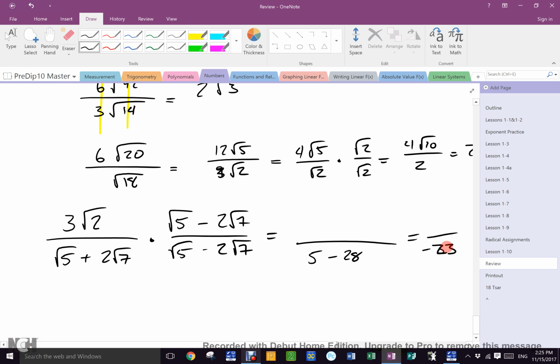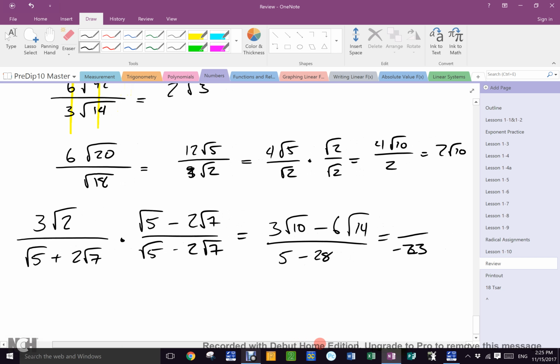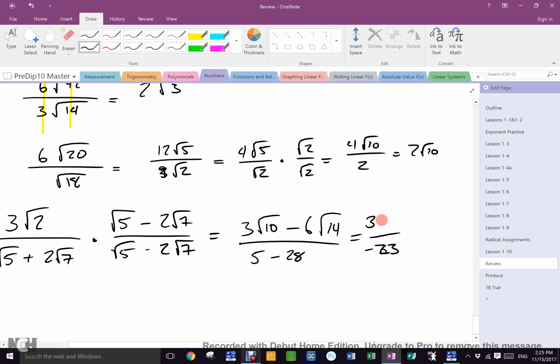Right? What's up top? What's 3 times 1? 3. What's 2 times 5? 10. Minus. What's 3 times 2? 6. What's 7 times 2? 14. What if these were simplifiable? Then you would simplify them. What's 2 times 2? 4. What's root 7 times root 7? Root 49. 4 times the root of 49 is 4 times 7, 28.